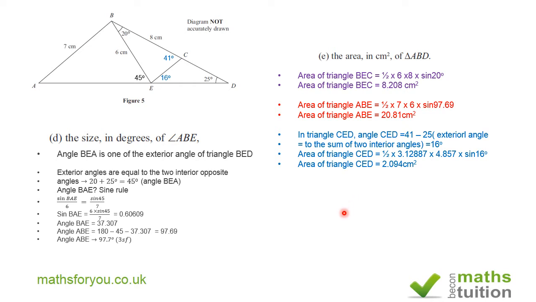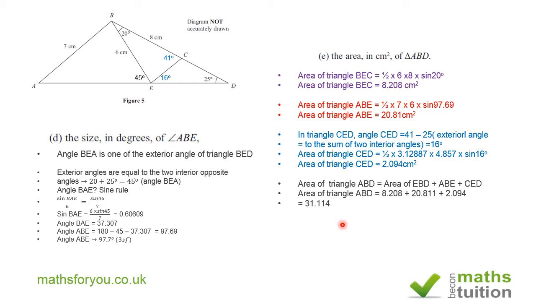Now to find the area of ABD, we then add all three values there. Okay, we add the areas of the three triangles there. So area of triangle ABD would now be area of EBD plus area of ABE plus area of CED, and that gives us an area of ABD of 31.114. And working to 3SF, we have the value of ABD being 31.1 centimeters squared.